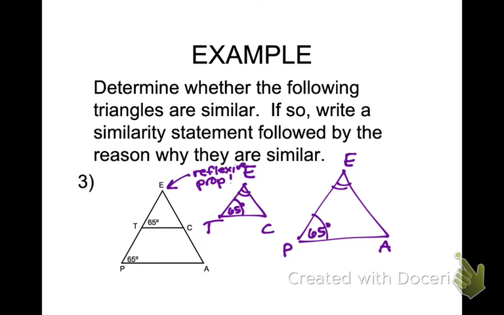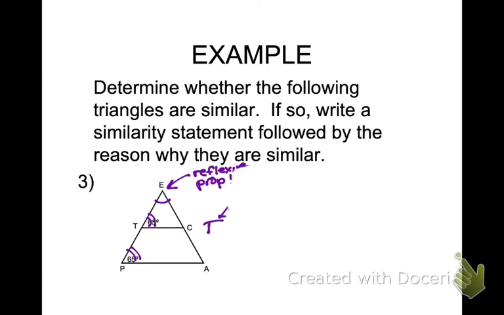So we do have two sets of congruent angles. We have the top one, and then we've got these 65s in common. So yes, we do have similar triangles. So yes, triangle TEC is similar to triangle PEA by angle-angle similarity.